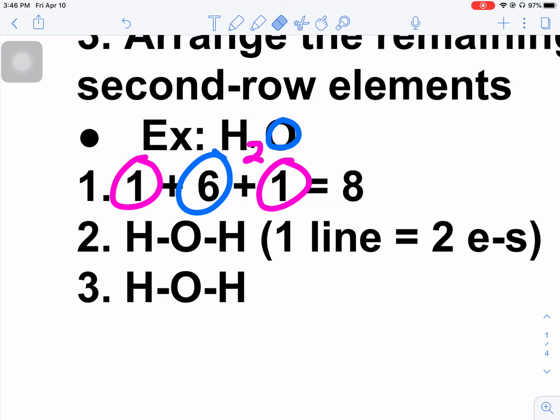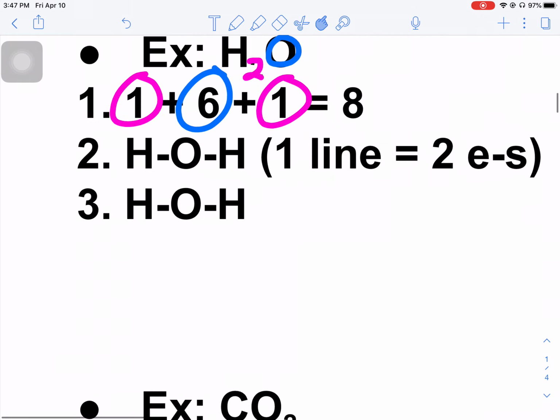Now, one thing to note, hydrogen will never be in the middle of a molecule. It can only form 1 bond. Halogens will never be in the middle of a molecule. They can only form 1 bond. So really, it's primarily carbon, nitrogen, oxygen, and sulfur that you're going to find in the middle of molecules.